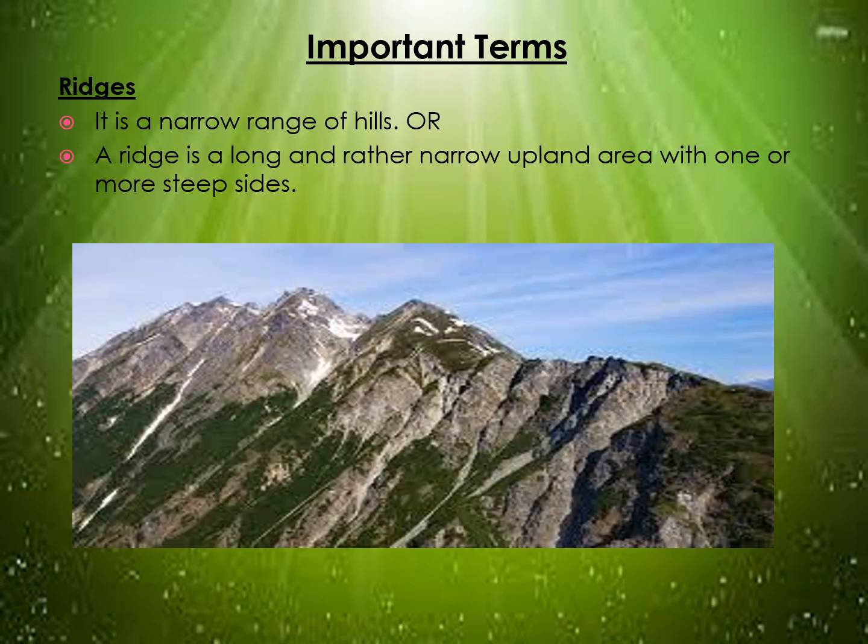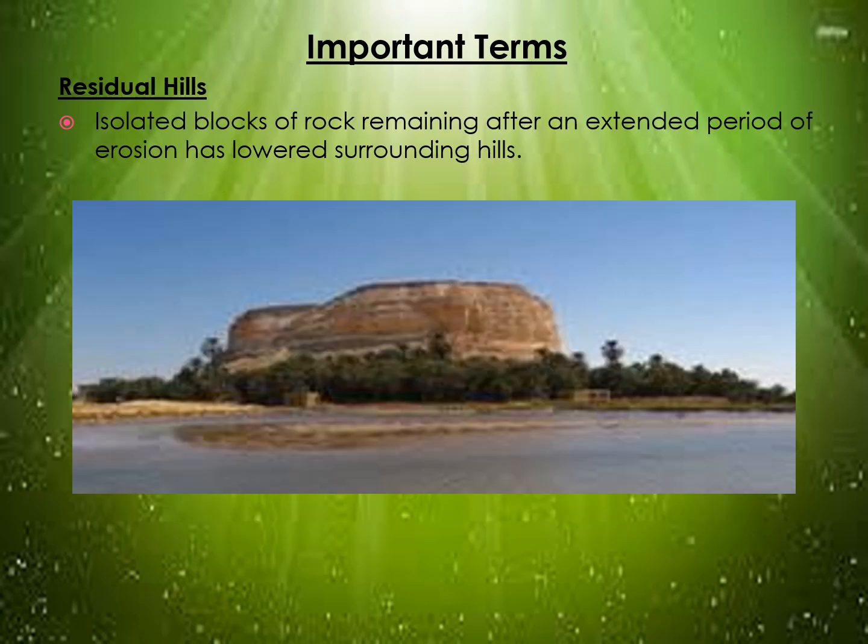A ridge is a narrow range of hills, a long and rather narrow upland area with one or more steep sides. So these are called ridges. A residual hill is an isolated block of rock remaining after an extended period of erosion, with lower surrounding hills. You can see these kinds of residual hills in the Potwar Plateau, where there are limestone ridges, and they change their features with the rainfall.